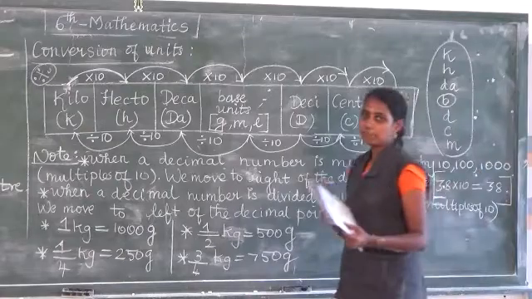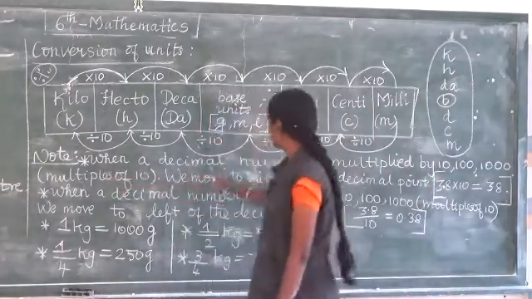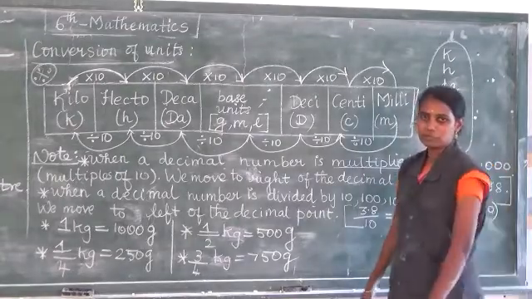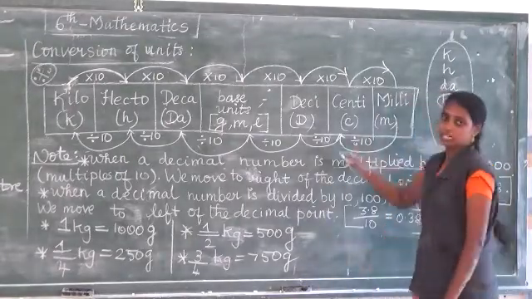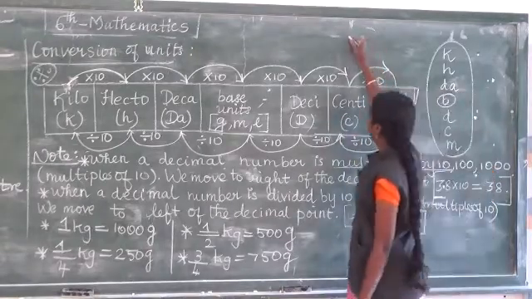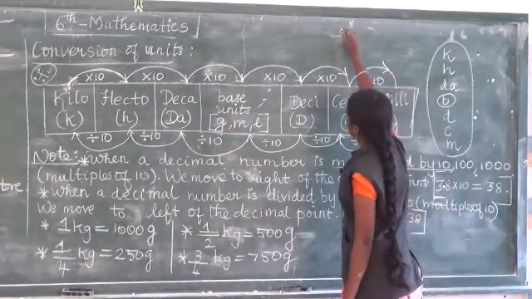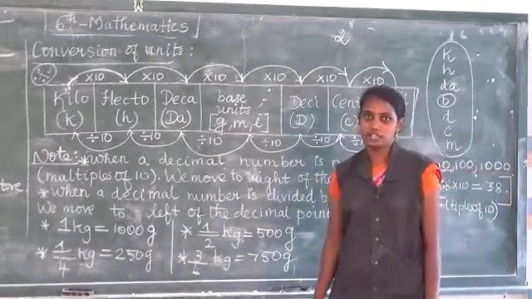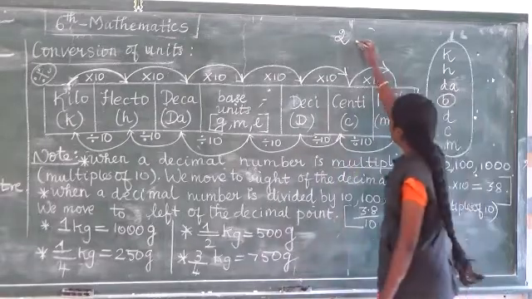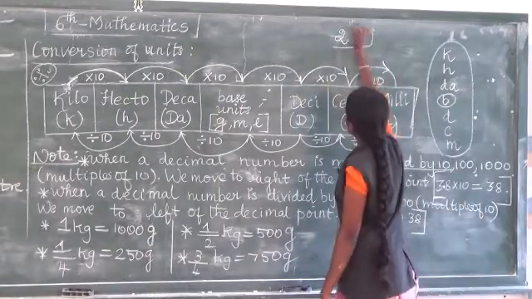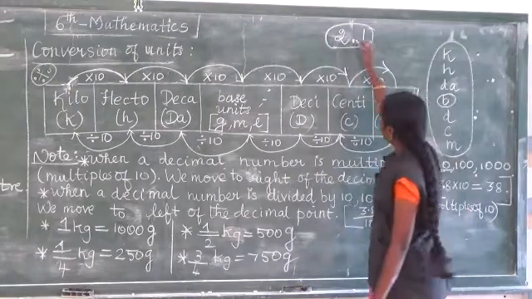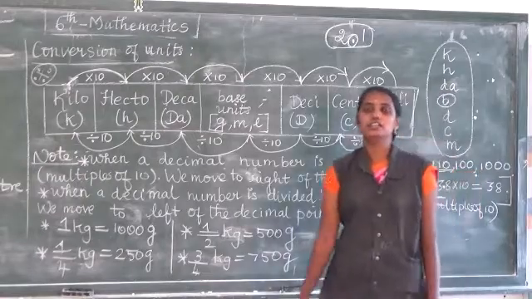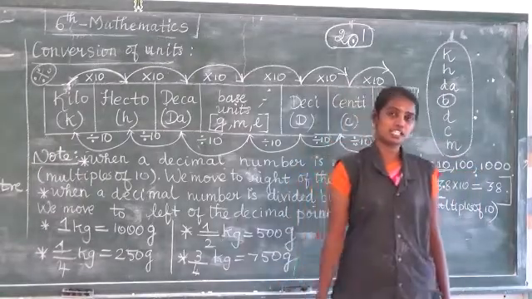Next, some important notes we will see. When a decimal number is multiplied by 10, we learned the decimal number. Once again, let me tell you about the decimal number. If I write, for example, 2, it is a whole number and a natural number. When you have the point with the number, this is called a decimal number. This is called the decimal point.